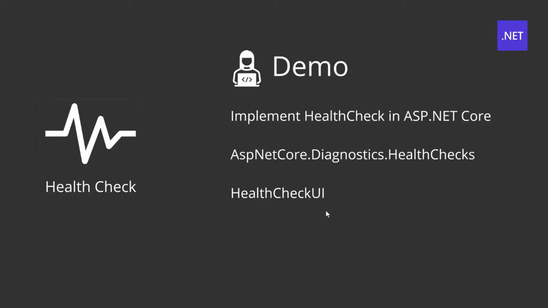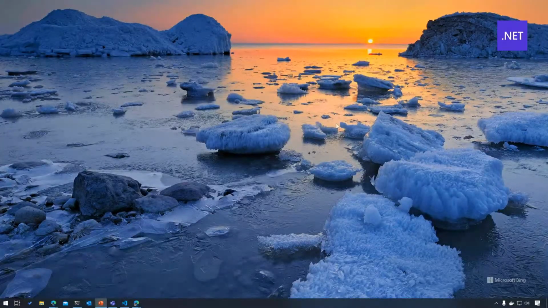We're going to implement a health check in ASP.NET Core. We'll look at a nice little NuGet package, ASP.NET Core Diagnostics Health Checks, which helps in adding dependency checks and other things. And also we'll look at Health Check UI, which is a dashboard that you can build in .NET itself for creating that health monitoring system. All right, let's look at that one.